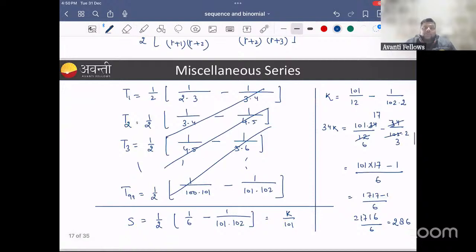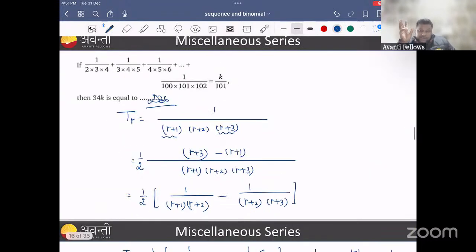So this is how we do these kinds of questions where the method of difference is being used. So the main crux is: create the difference of two terms from the denominator in the numerator. That is last minus first.